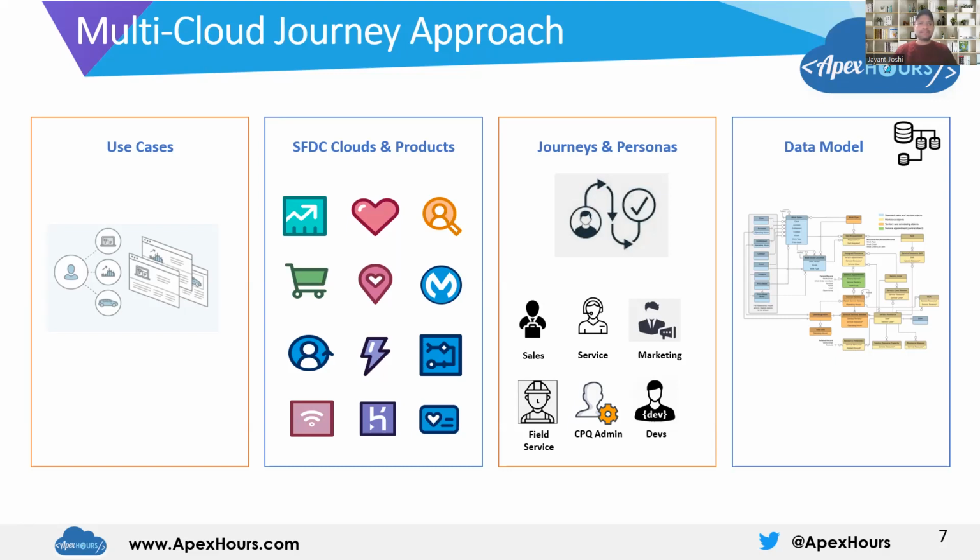Last but not the least, it's also the data model, right? So when you are architecting a multi-cloud journey and you are creating a solution, you have to think about the data models, right? So for example, what are the objects involved as part of the use case, right? Are these objects related? Which system should be master for a particular need, right? What should be the system of engagement? What should be the system of reference? What should be a system of record, right? Think about all these things. Then think about how these clouds are connected in terms of the data model, right?